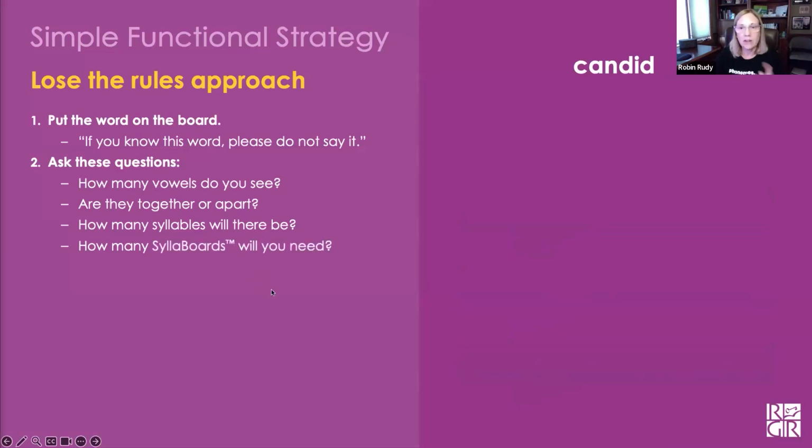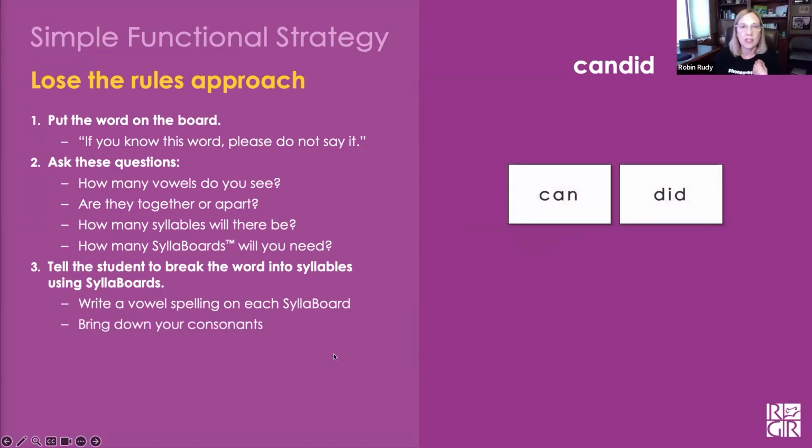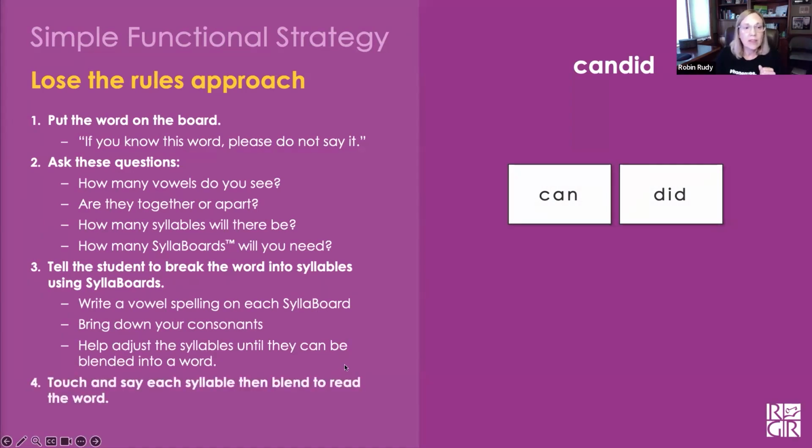And then from there, you're going to ask the students to put their syllaboards out, bring a vowel down to each board. And then because we're still at the beginning stages here, we're still in closed syllables, I'm going to ask them to bring down those consonants and close each syllable. So they might get something that looks like this. And then you might have to help kids adjust. That happens, but there's a series of questions that you would ask for that. And then you touch and say each syllable and then blend to read. So can, did, candid. Now, this is not the only way to do this. Could I have this D over here? Absolutely. There's still going to be 2 closed syllables and we're going to get to the word candid.